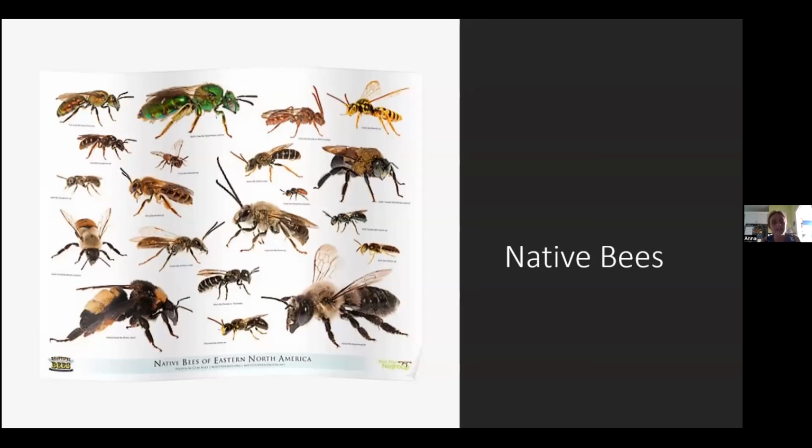We do have a lot of native bees in Louisiana, hundreds of different species, many of them ground nesting, and there's a huge diversity of them. You can see some of them are actually biomimicking wasps. However, they are actually bees. These are all very efficient pollinators as well.